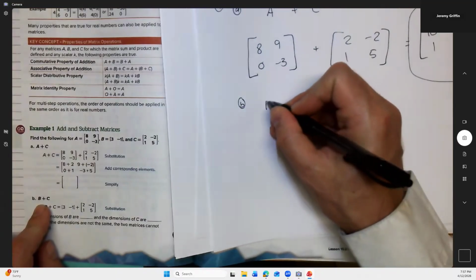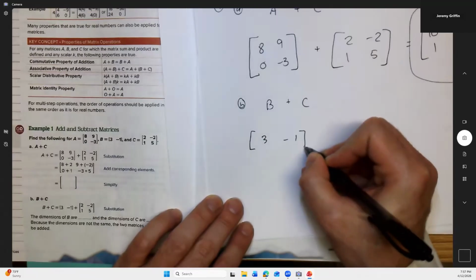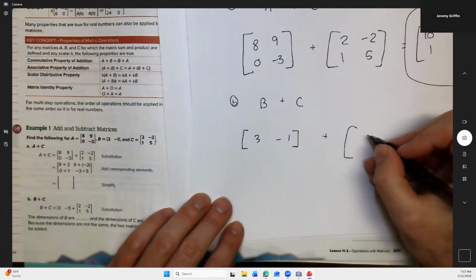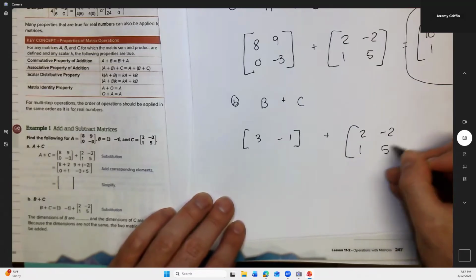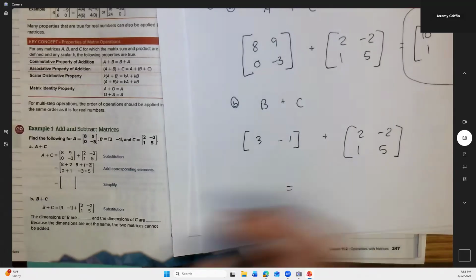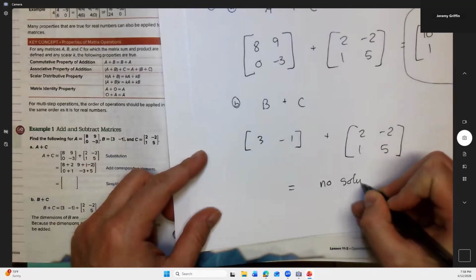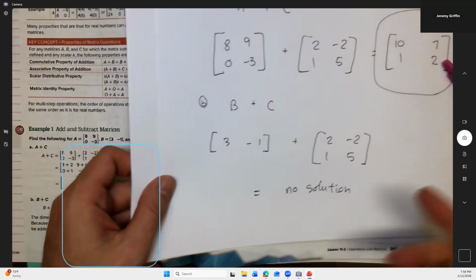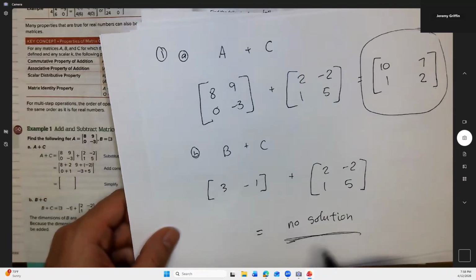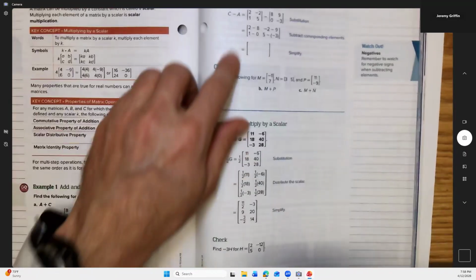They ask, what is B plus C? B is 3, -1, and C is what we did before, 2, -2, 1, 5. You are not allowed to add these together, so I'll say no solution, because a 1 by 2 and a 2 by 2 are different dimensions.